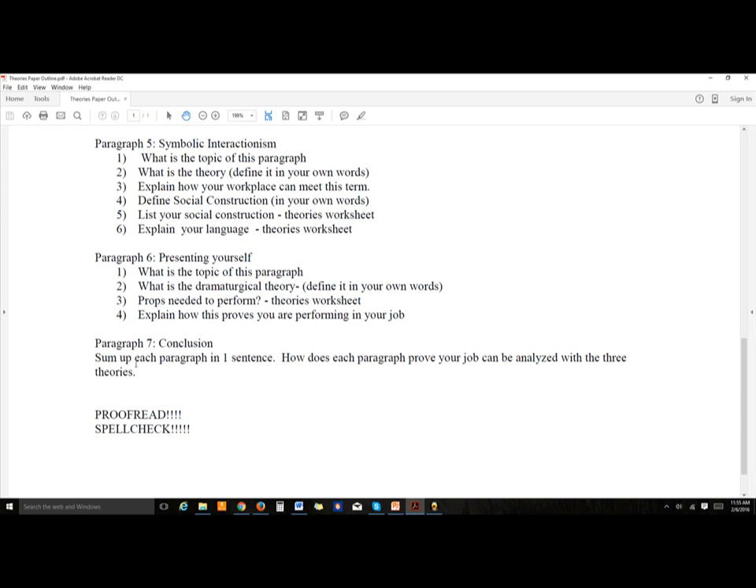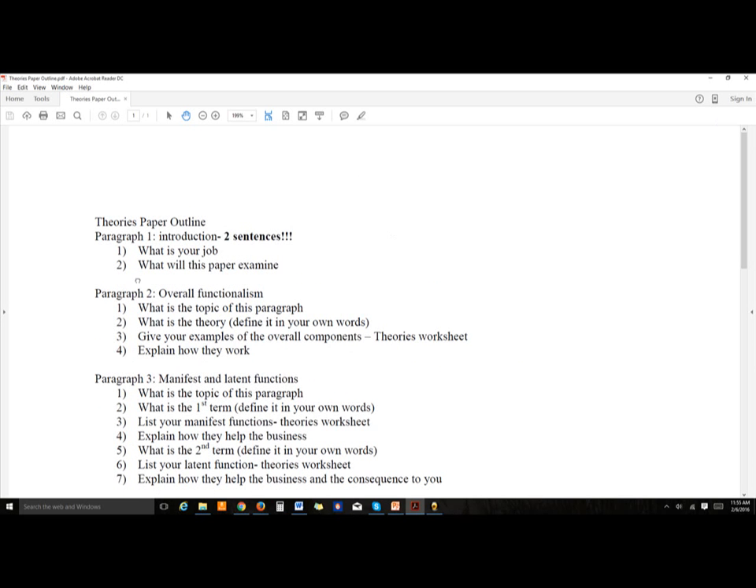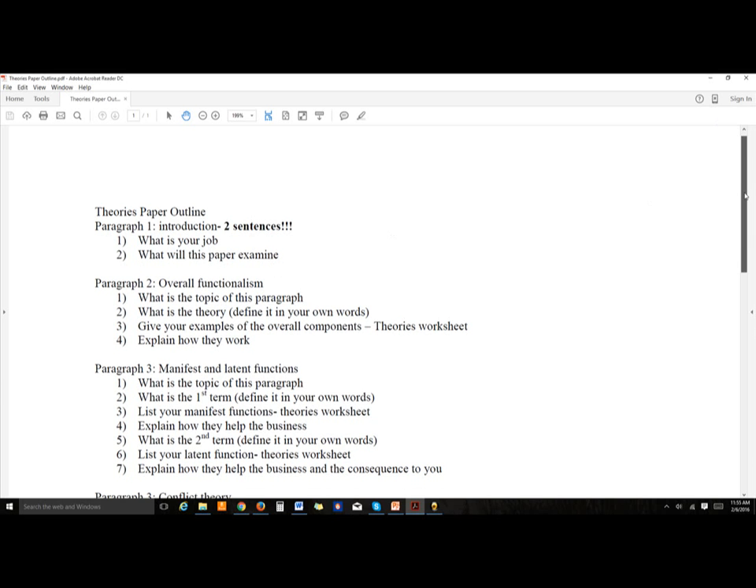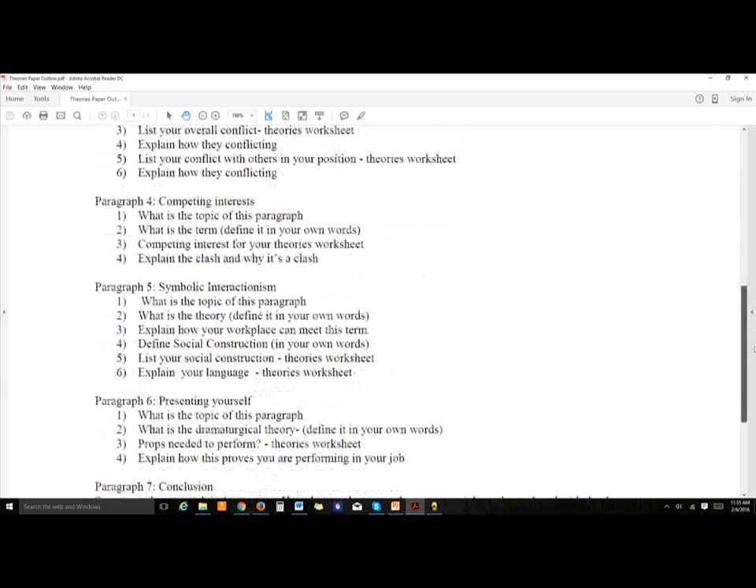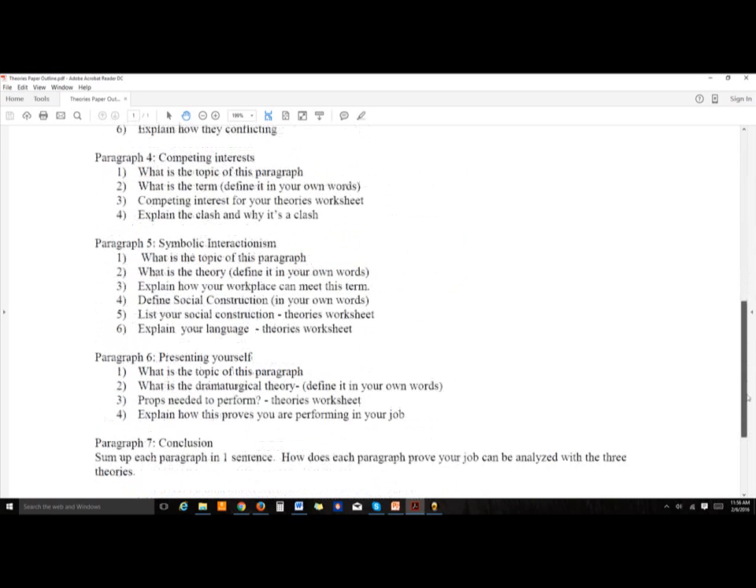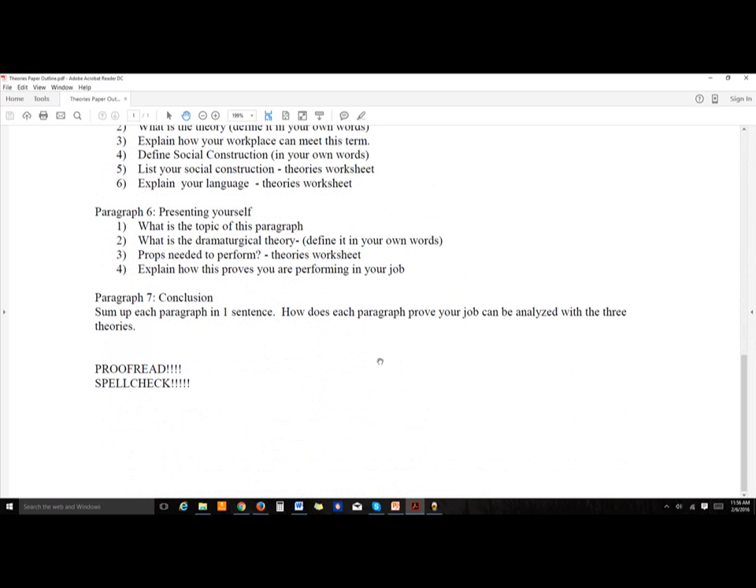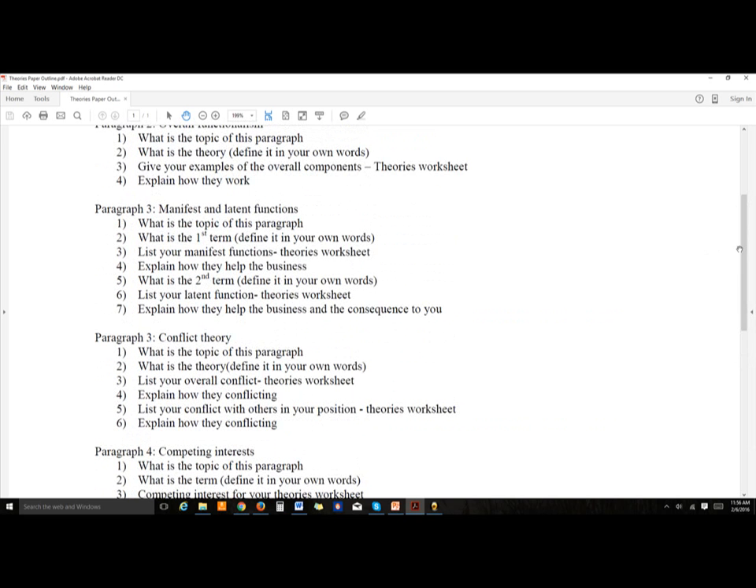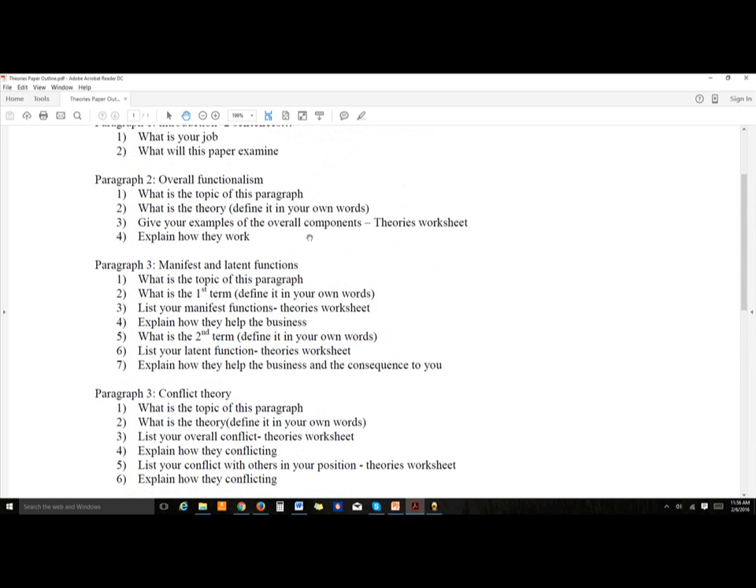Now, the point of a conclusion is to prove that your thesis was met. So your thesis is this right here, that your job can be analyzed based on the 3 theories. So the best way to do this, for each of those paragraphs, so paragraphs 2, 3, 4, 5, and 6, write 1 sentence on how each one proves that your job can be analyzed. So, the fact that everyone has a specific job to do in order to make sure that the job can function properly proves that our overall business does have functionalism.